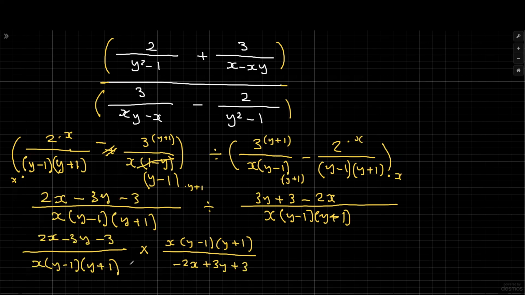So now if you look at this, the bottom of this and the top of this are the same, so you could cancel them out. You cannot just say I'm going to cancel anything. You're not going to say I'm going to cancel the 2x with the 2x here. You're not allowed to do that, because it's a minus and a minus here and a plus there. So you're not allowed to do that. So your answer will be 2x minus 3y minus 3.